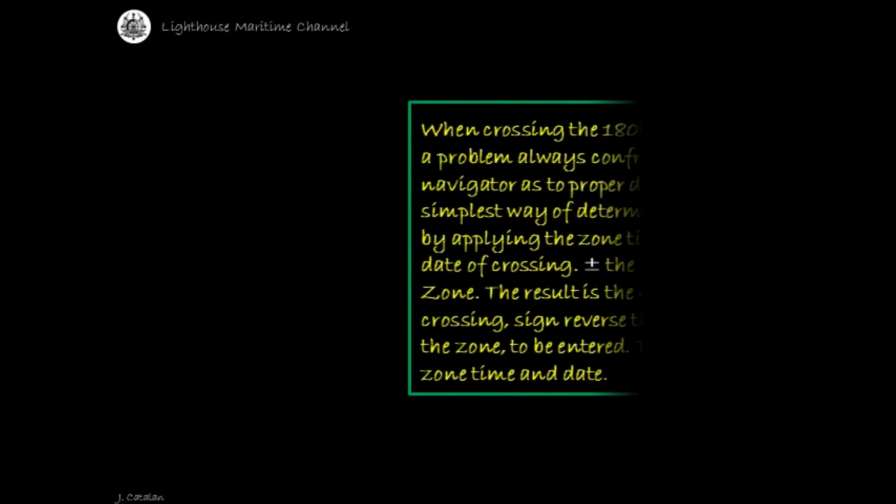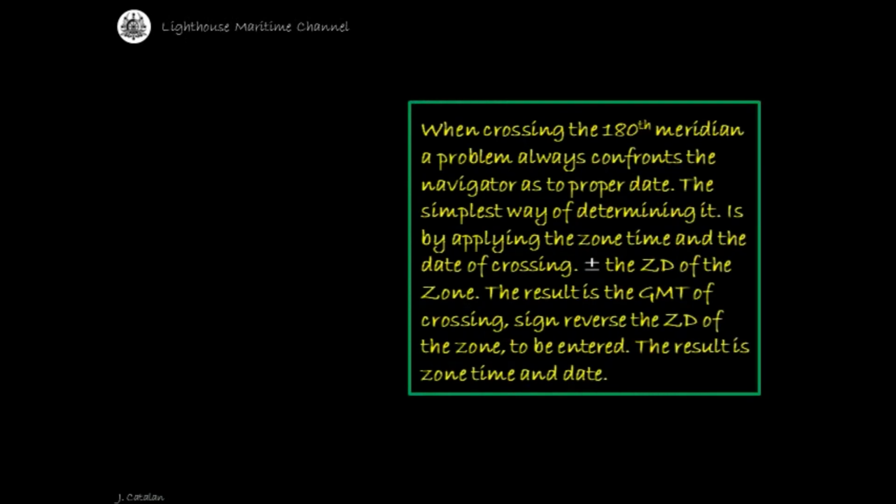When crossing the 180th meridian, a problem always confronts the navigator as to the proper date. The simplest way of determining it is by applying the zone time and the date of crossing, plus or minus the ZD of the zone. The result is the GMT of crossing. Then reverse the ZD of the zone, to be entered. The result is zone time and date.